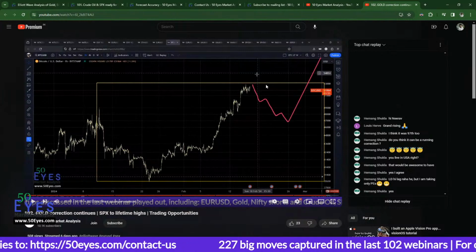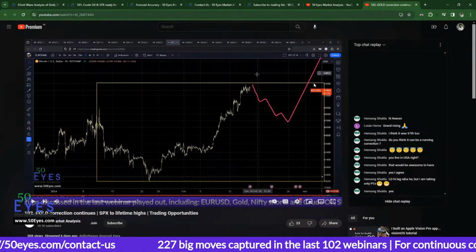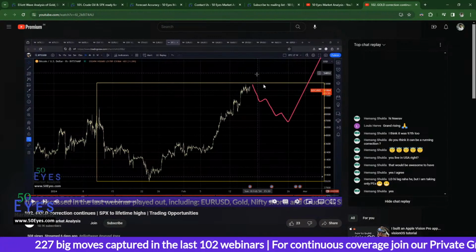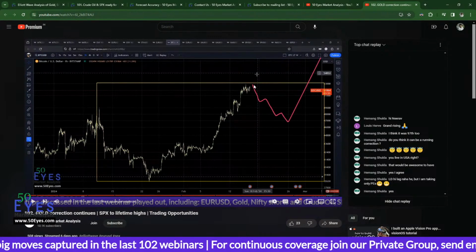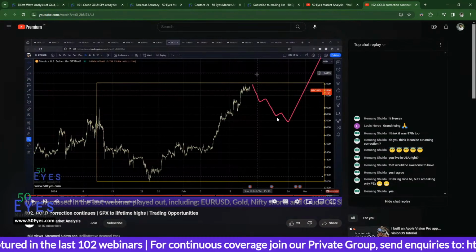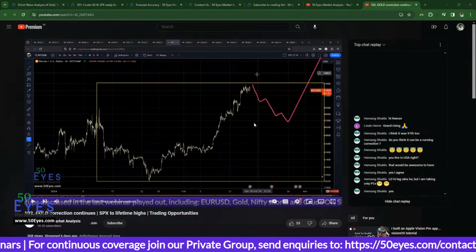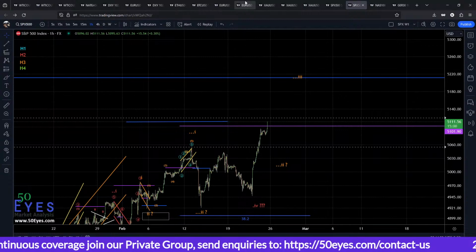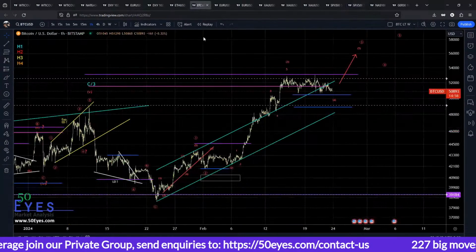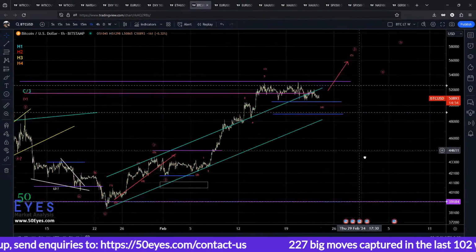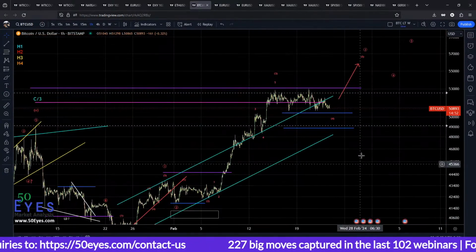Why? Because we had a resistance in place at 53,000 and the market was already hovering at that level of 53,000. Hence, a possible correction was expected. Now let's have a look at the actual chart. And there it is on screen, the chart of Bitcoin. A little bit of updation I have done since our last discussion in the count.